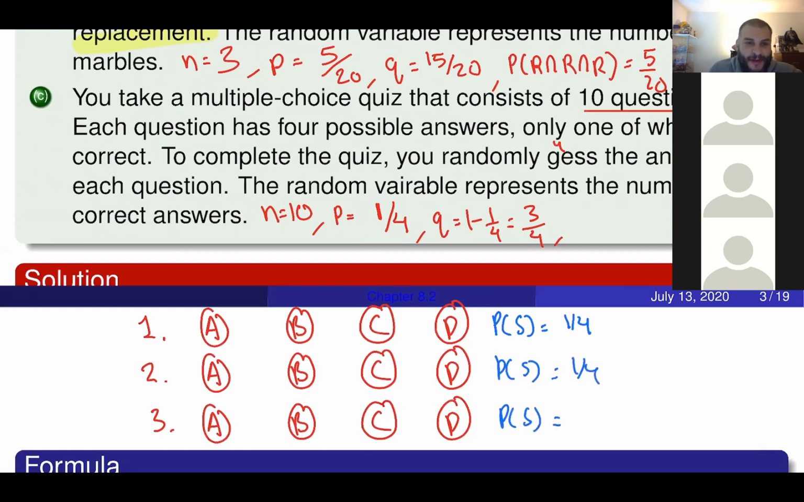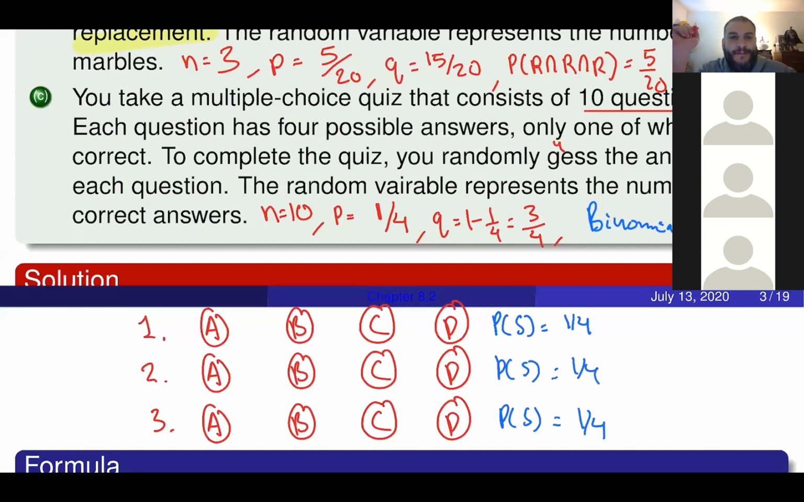So lastly, what is the probability that I guess question 3 correct? Well, it will be 1 out of 4. So if you look at this, the probability of success doesn't change. Your probability of success is the same as in the first one, all the way to the third one, all the way to the 10th one. So if you're guessing, you have a 1 in 4 shot at being able to guess this correct. All right. So for this one will be considered binomial.